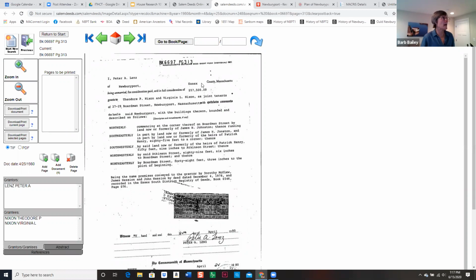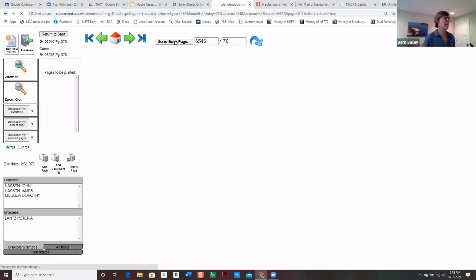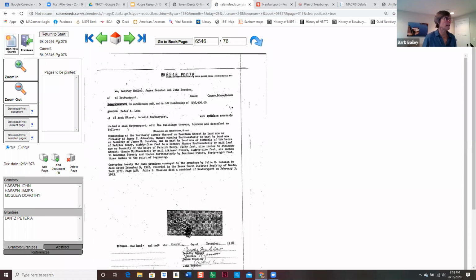Okay, so then the last part of this deed that I would look at would be down here where it shows the deed that came before it. So it said this was the same premise conveyed by this Dorothy McGlue, and then it gives a book and a page number. So I'll come up here to this little box, and I will type in 6546, the book that it says and the page that it says. And then I'll say, go to book page. And then it takes me back in time. So now I'm back here in 1978.